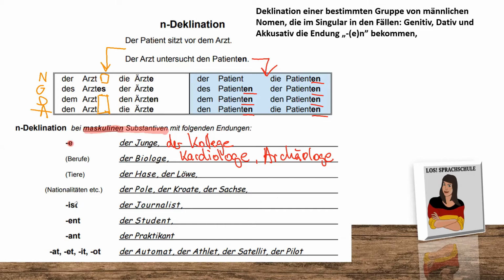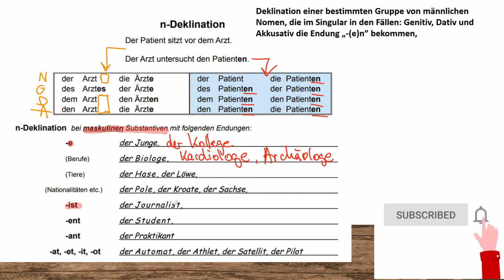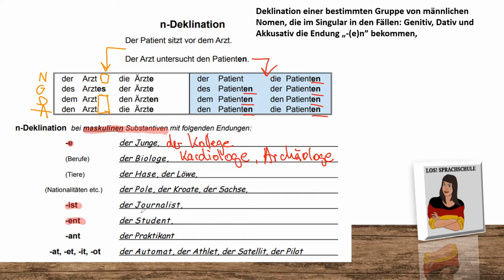Next one are the endings with -ist. Der Journalist, for example, der Pazifist. Words that end with -ent, der Student, -ant, der Praktikant, and then we have -at, -et, -it, -ot: der Automat, der Athlet, der Satellit, der Pilot. Don't forget, it's just a coincidence that we have living things here, but der Satellit, der Automat, is not living, so it looks like it's only for people, but it's not.